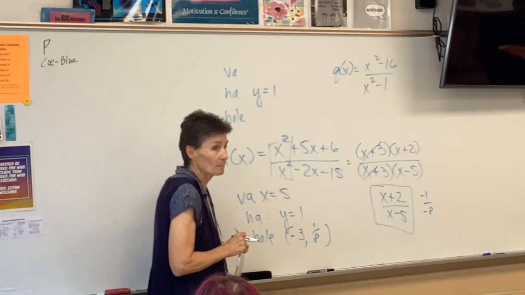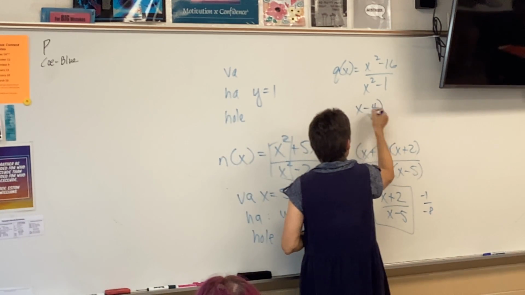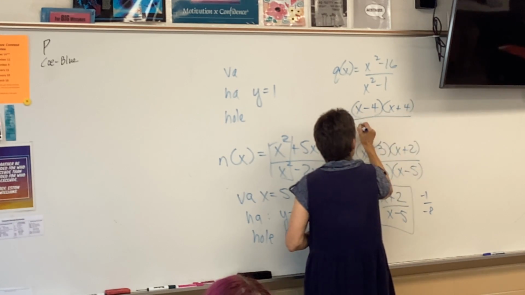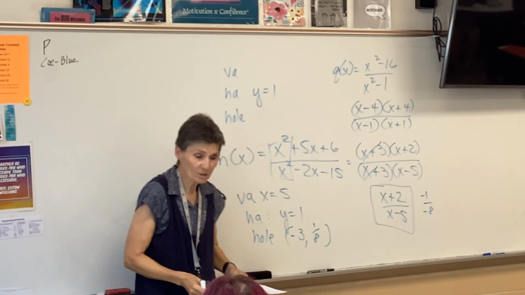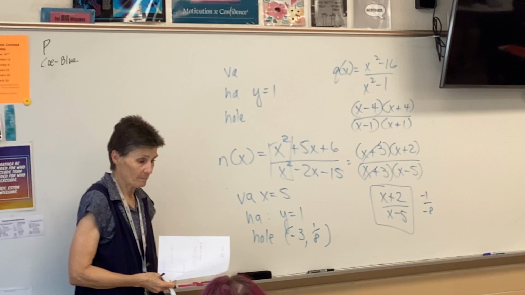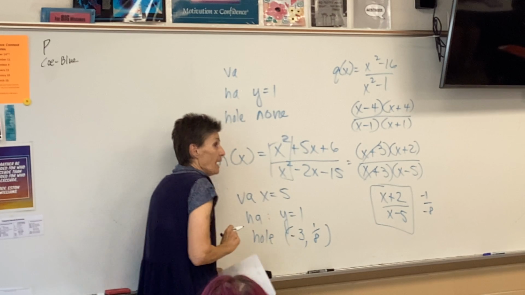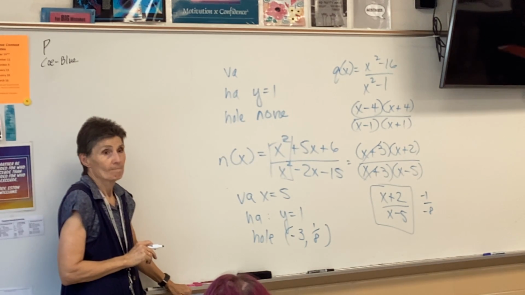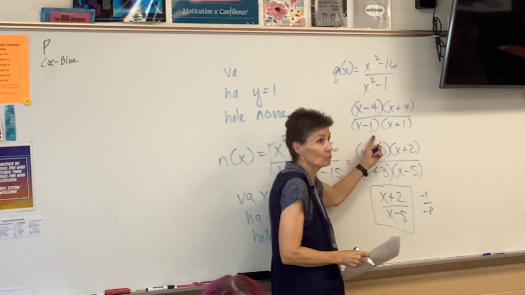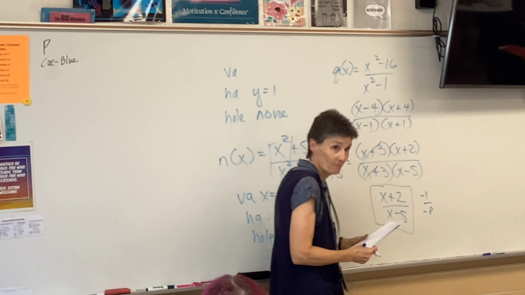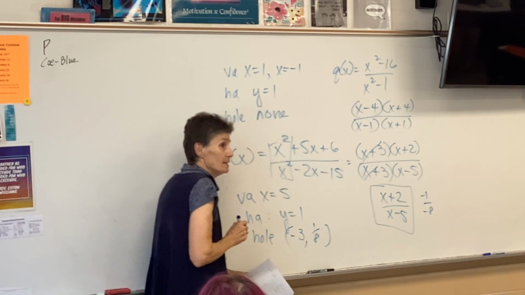Now, to find the rest of it, I'm gonna have to do what? Factor. So, x minus 4 plus 4, x minus 1 plus 1. Well, I did a whole bunch of factoring, but what? No holes. None. Because nothing canceled out. Do I have a denominator? I actually have 2, right? So 1 and -1. So my vertical asymptotes are x equals 1 and x equals negative 1.